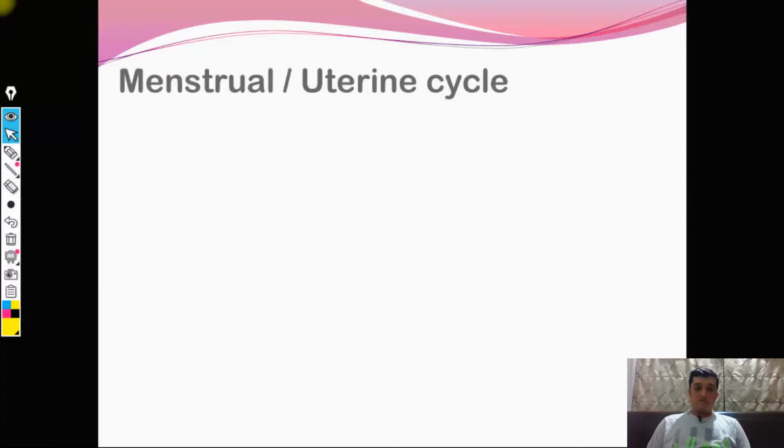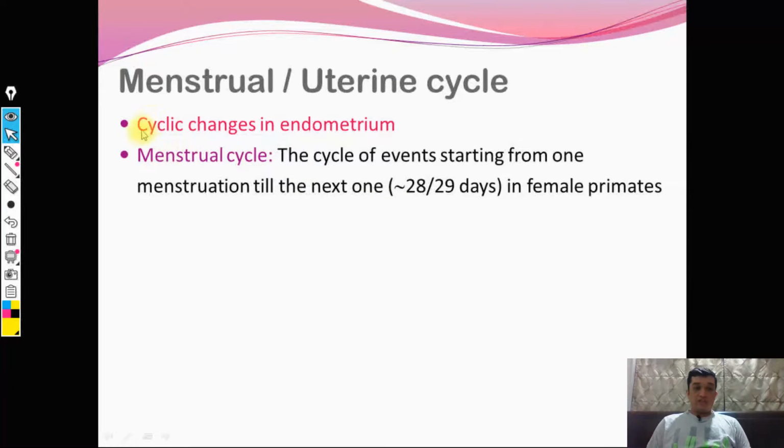The menstrual cycle is also referred to as the uterine cycle, because the changes which happen during the menstrual cycle are actually changes in the layer of the uterus which is called the endometrium. These cyclic changes happen in the endometrium under the influence of the reproductive hormones, that is gonadotropin releasing hormone, follicle stimulating hormone, luteinizing hormone, estrogen and progesterone.